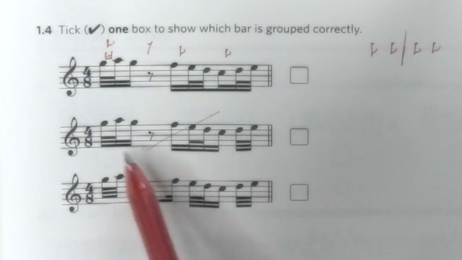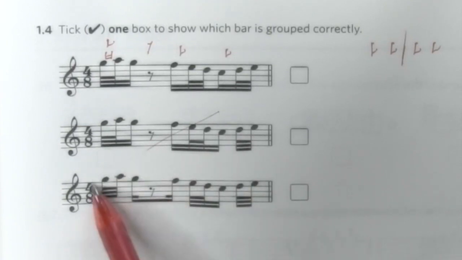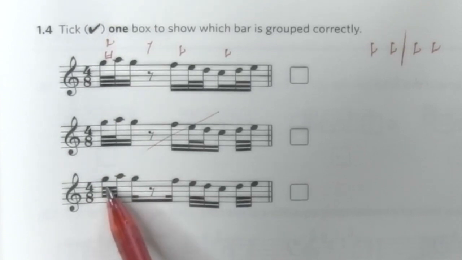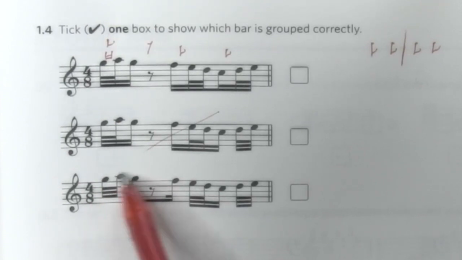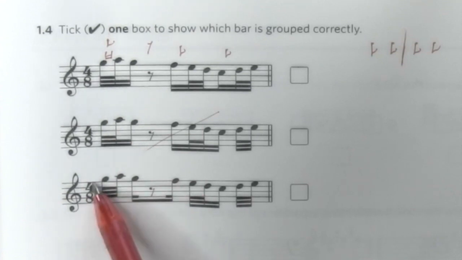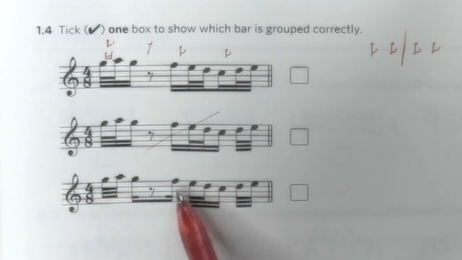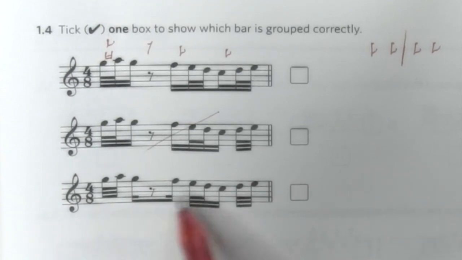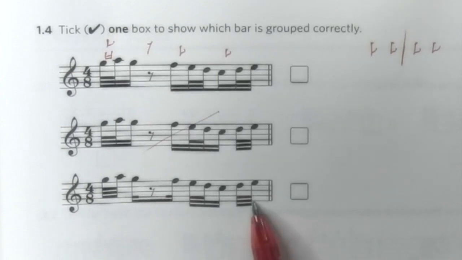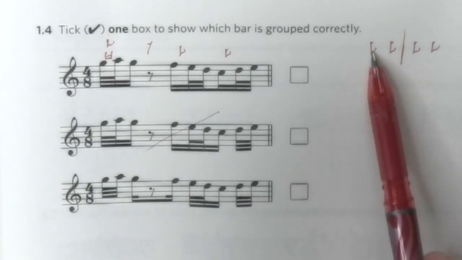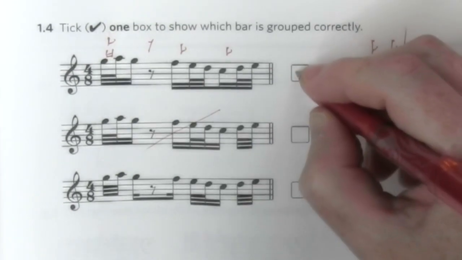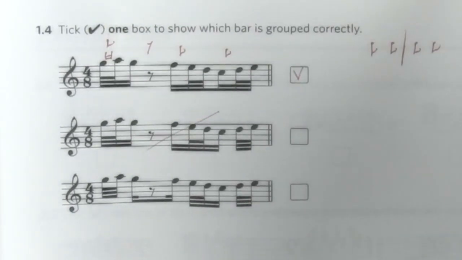In this case, the same thing was done to the first quaver, where we have half of it on a count and the other half on the second count. And this is all incorrect here. We do see four groups of things, but each group is not a quaver. So the only possible answer here is the first one.